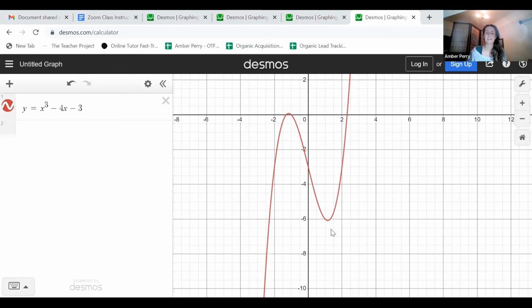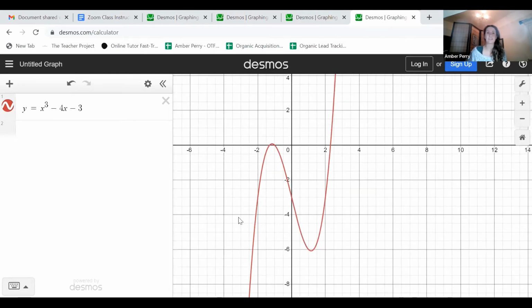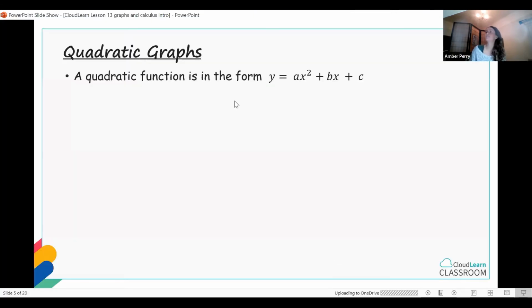I'm going to come back to this later, because I want to do a bit on actually using graphs to solve equations as well. So we will come back to this in a moment, but I'll go back to my PowerPoint for now. Does anyone have any questions on that?